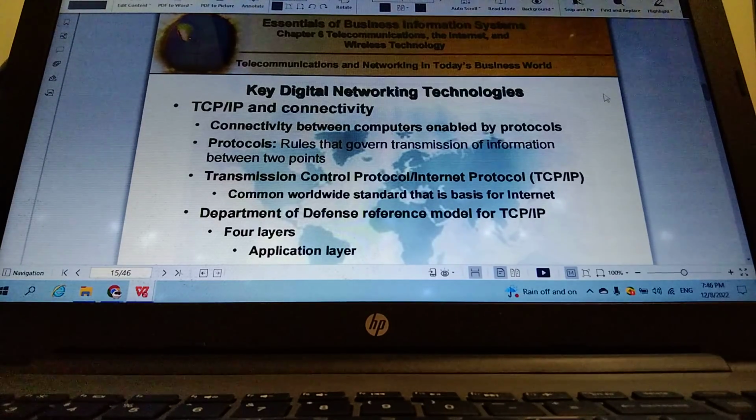Connectivity between computers is enabled by this protocol. So what is a protocol? Rules that govern transmission of information between 2 points. Basically, it is like instructions, rules that allow 2 computers to communicate. So only when these 2 computers are installed with TCP/IP software are they enabled to communicate. Otherwise, they will not be able to communicate over the internet. So that is the key terms that you need to understand.